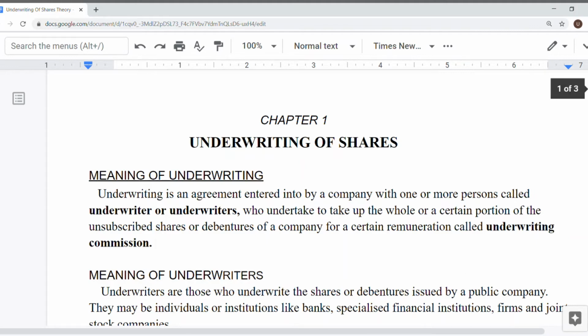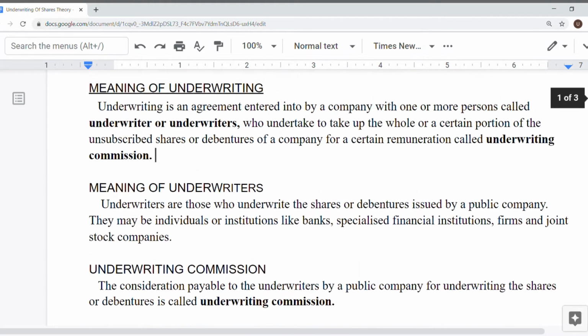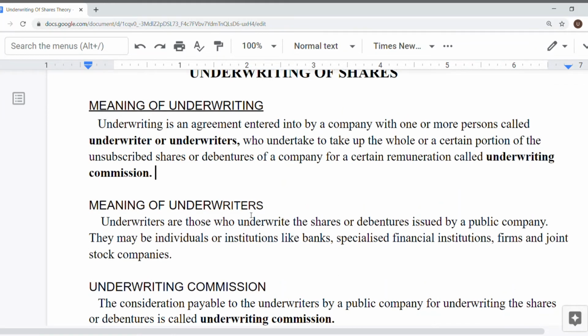So next is the meaning of underwriters. Underwriters are those who underwrite the shares or debentures issued by a public company. These are the people who underwrite the shares or debentures issued by a company. They can be any institutions like banks, specialized financial institutions, firms and joint stock companies who are registered under SEBI, Securities and Exchange Board of India.